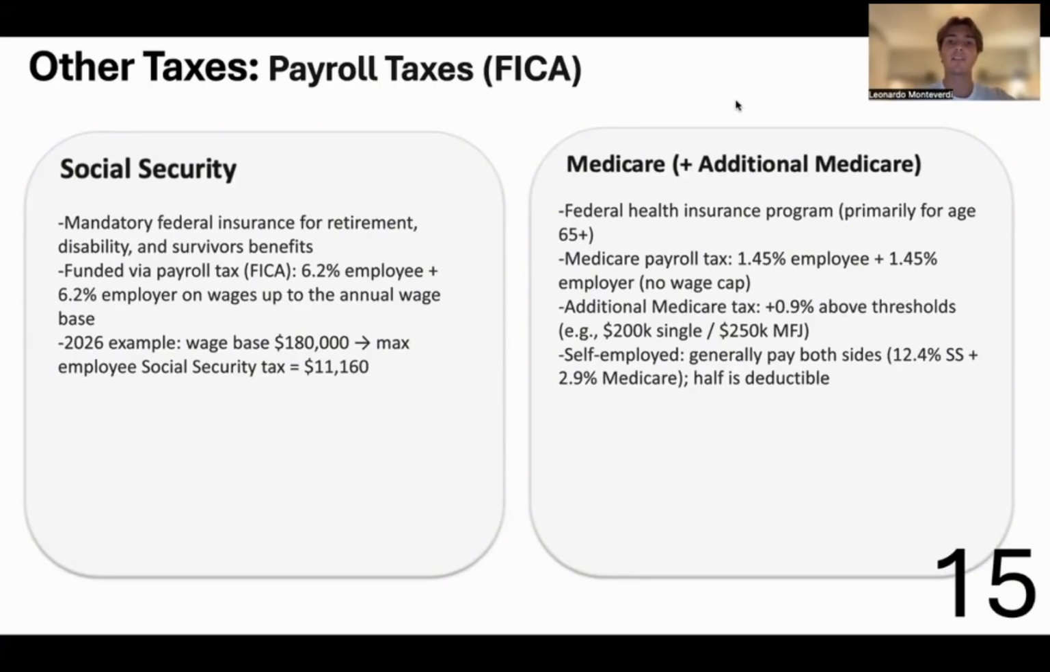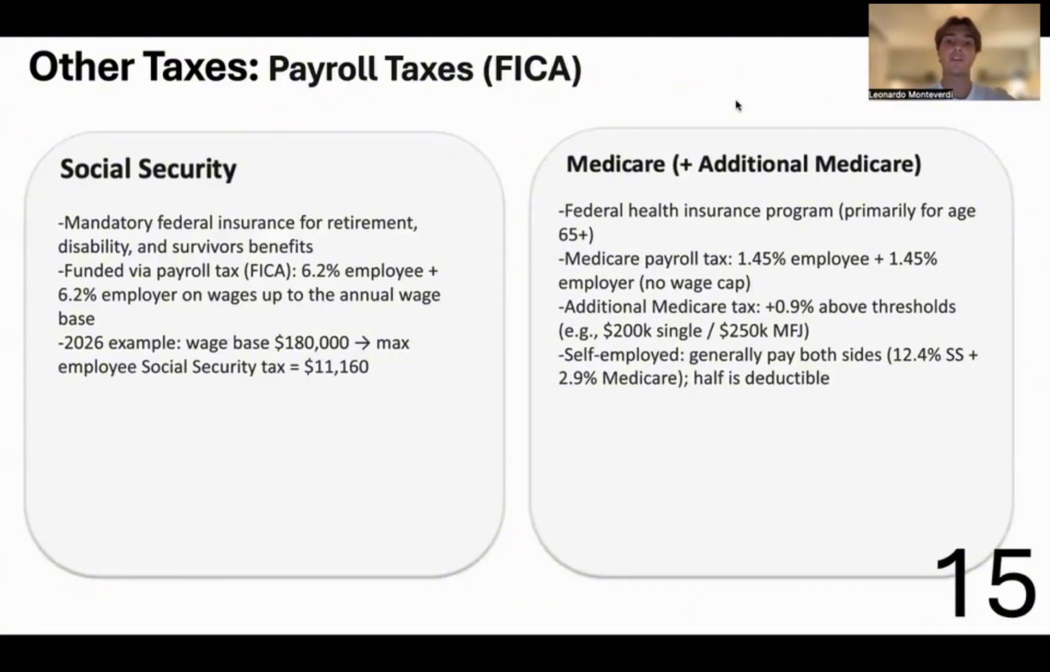It only applies up to a wage cap called the annual wage base. So in 2026, the Social Security wage base is 180,000. That means if you earn up to 180,000, you'll pay 6.2% on that. And then once you pass that threshold, you stop paying Social Security tax on any additional wages for the year. So in 2026, the maximum employee Social Security tax that someone can pay is 6.2% of 180,000, which comes out to 11,160.